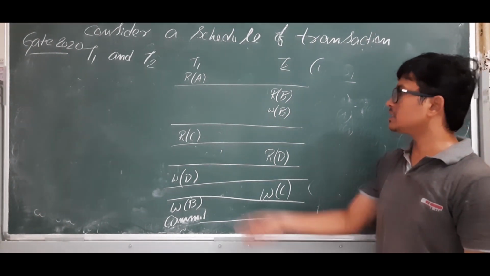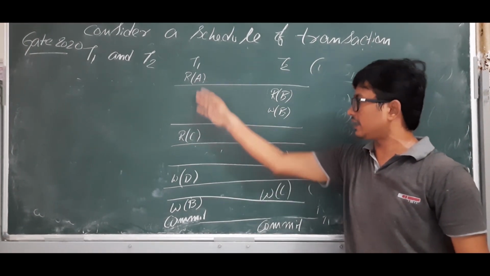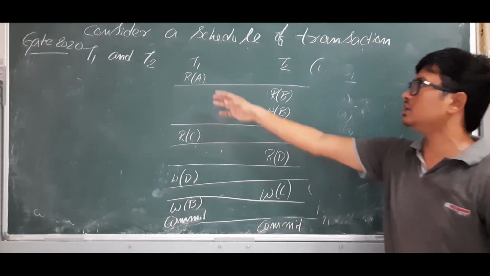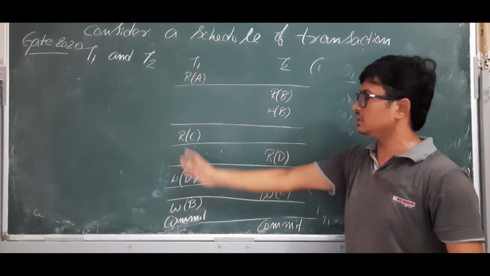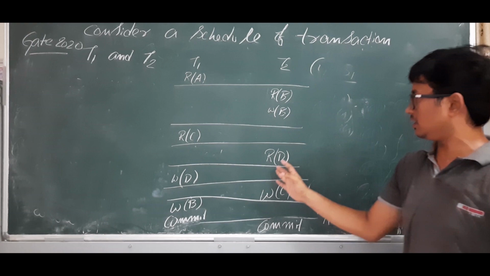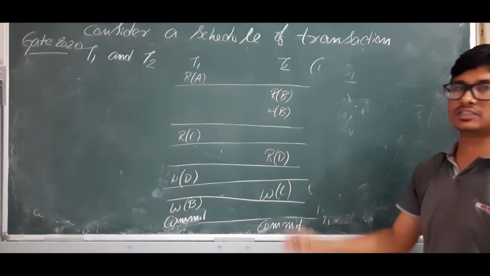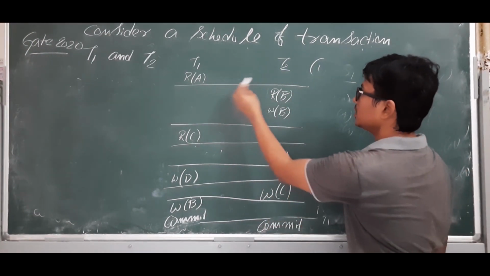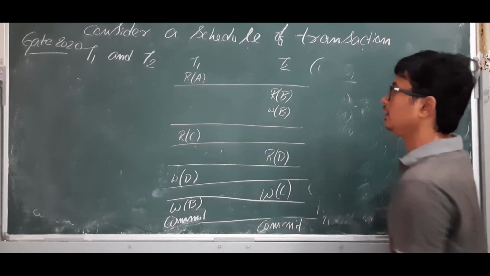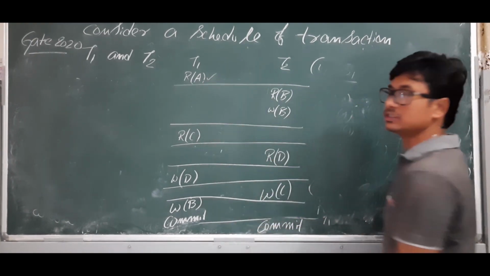You can ask me, sir, why are you not checking the transaction 1 operations? We should not check with the operations in transaction 1. We should check with the operations in transaction 2. Okay, so there is no conflict with the read A operation. So we have finished this operation.